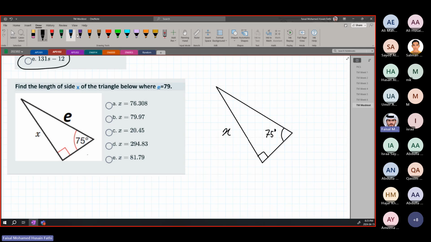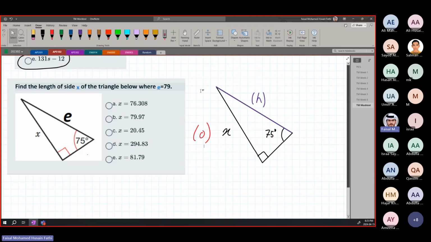So if this is a right angle, remember that means this is our hypotenuse. All right, this is our h, our hypotenuse. We have this angle, we need to find x. Our x is opposite. So this is our opposite. The hypotenuse is given to be 79. So this is 79, and we need to find x. Since we have hypotenuse and opposite, first thing you do is SOHCAHTOA. SOHCAHTOA. All right.